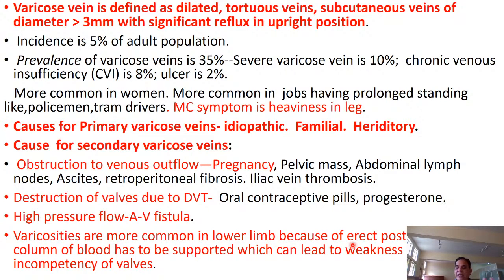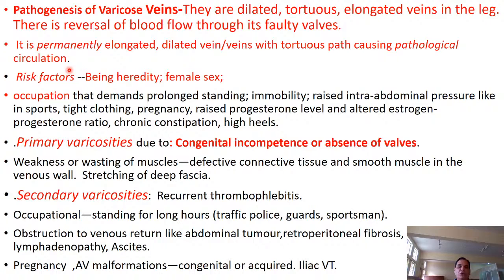So remember, varicosities are more common in the lower limb. Why? Because of erect posture and the long column of blood. The long column of blood has to be supported for a long time throughout your life, and that is leading to weakness and incompetency of the wall due to either idiopathic, secondary or a familial cause. This is very common and runs in families. Now what is the pathogenesis? Why do they occur? Simply remember only a few things. Definition we have discussed: dilated, tortuous, elongated veins. It is a permanent elongation and dilatation.